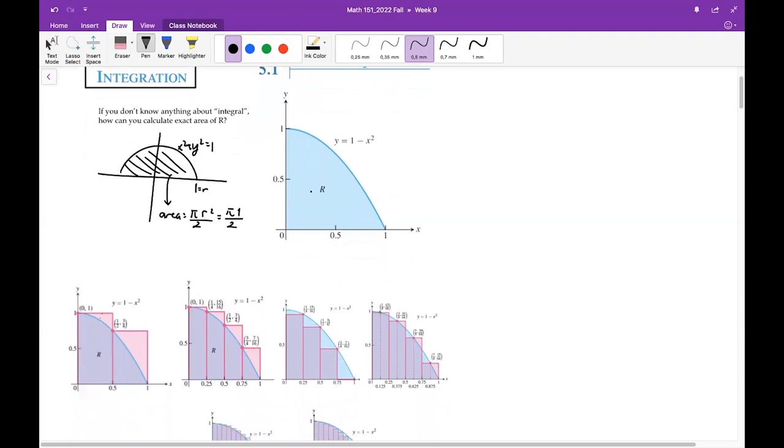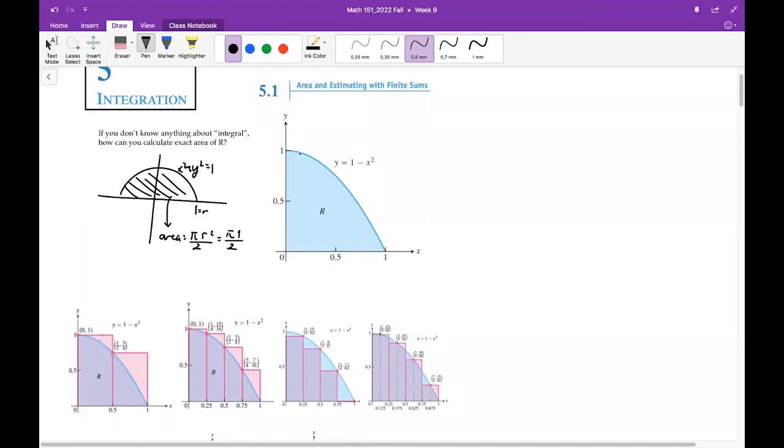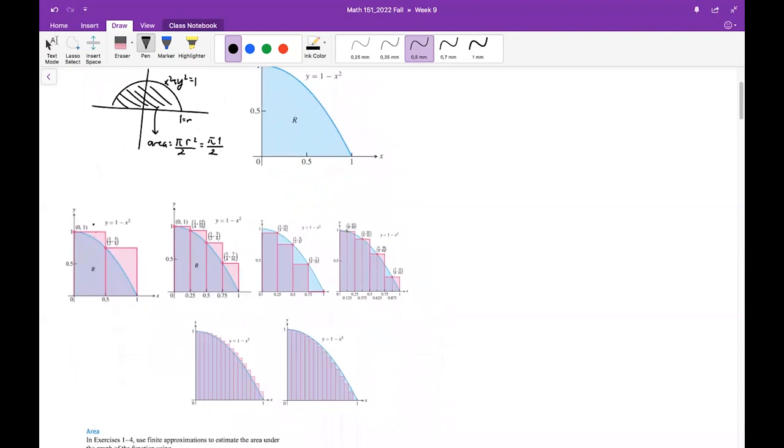This time, of course, we don't have a nice formula like this, but we start approximating this area by these rectangles, and in the next section, we will find a way to use these approximating rectangles to obtain the exact area. Okay, let's concentrate on these figures. In the first figure, this is our curve, this is our region, and we want to compute the area of this region. The idea is we will use approximating rectangles to estimate the area.